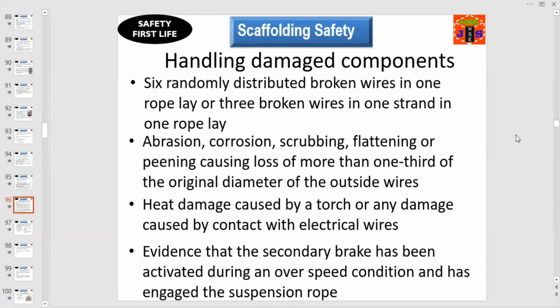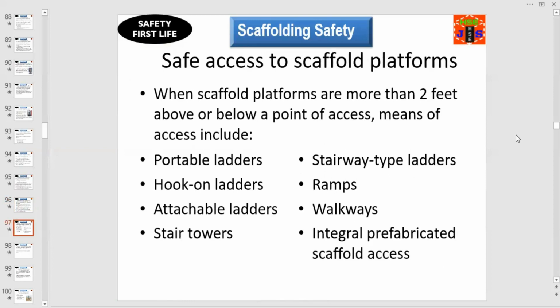This is the list of possible faults and hazards, and how you can identify and handle damaged components of a scaffolding structure. Dear friends and fellows, let us discuss now how to make safe access to a scaffold platform.